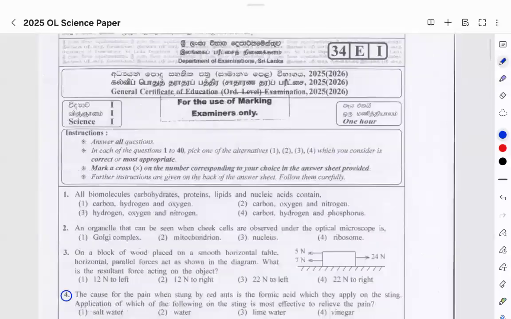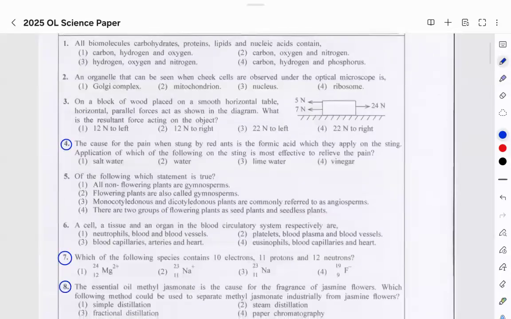What is the first MCQ, chemistry MCQ that we have? Look at this one. The cause for the pain when stung by red ants is the formic acid which they applied on the sting. Application of which of the following on the sting is most effective to relieve the pain? They have given 4 answers: salt water, water, lime water, and vinegar. What is the answer?